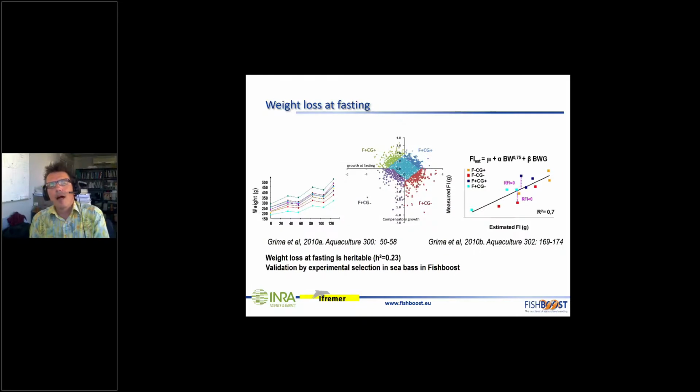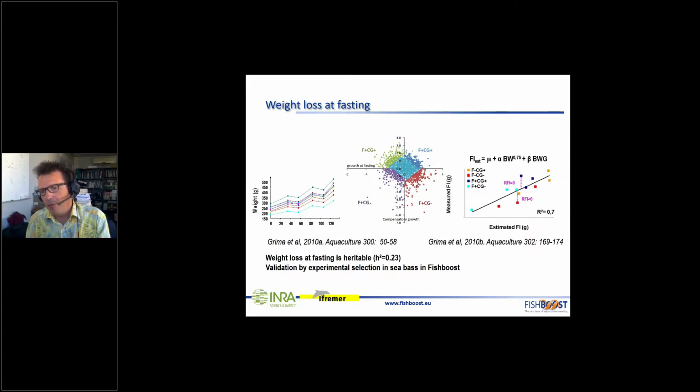Now, after growth, let's move to something a bit different. Weight loss at fasting. In a way, it's kind of growth because weight loss at fasting is the growth when fish eat nothing. And when fish eat nothing, it's also the only easy situation where you can know exactly the feed intake of each fish in a large group. Because if you give no feed, no fish eats, the feed intake is 0.